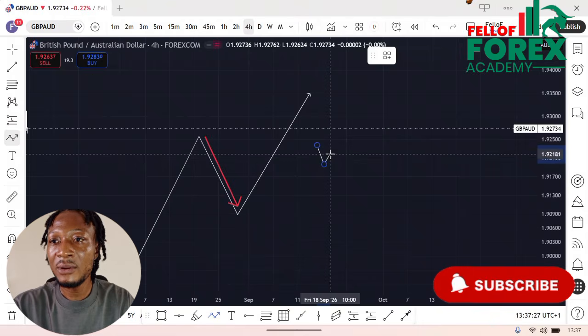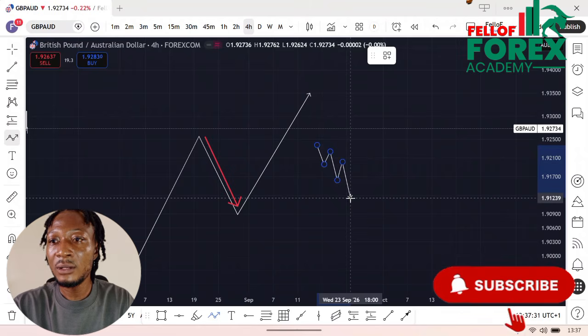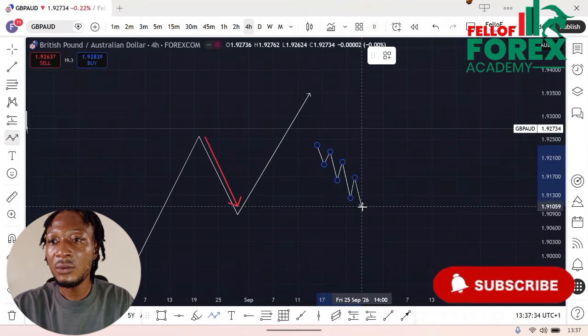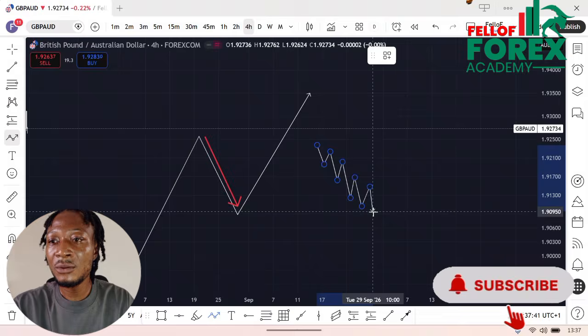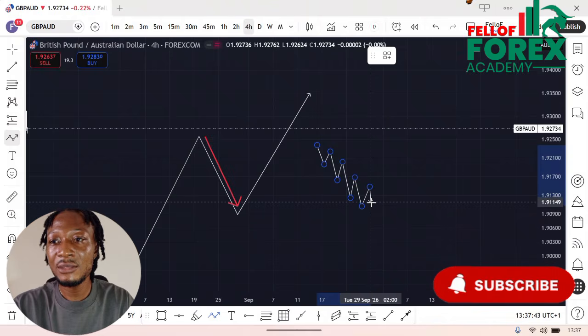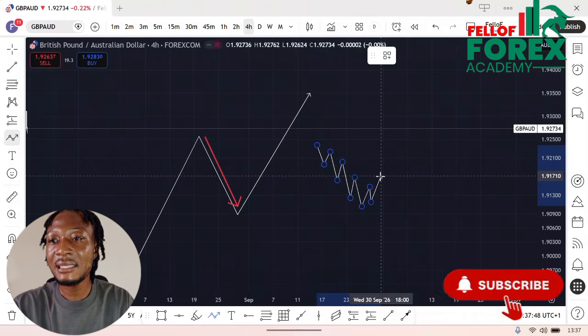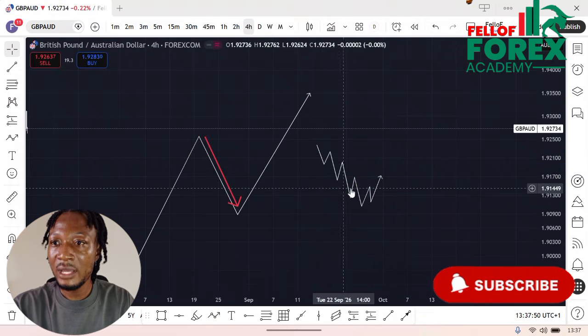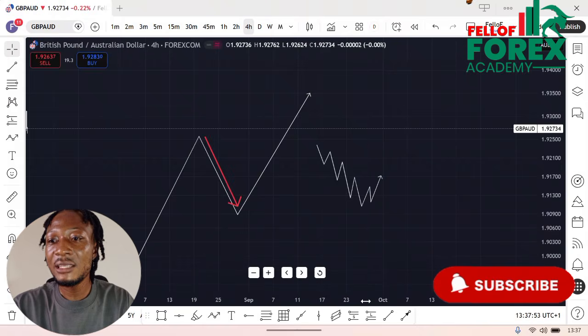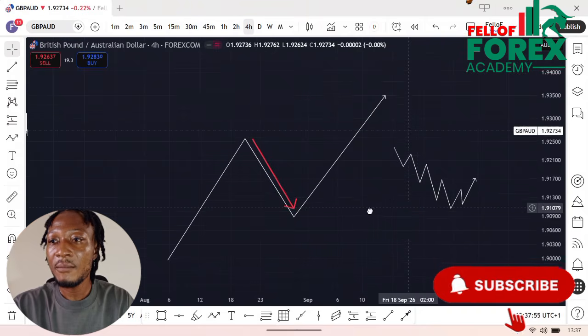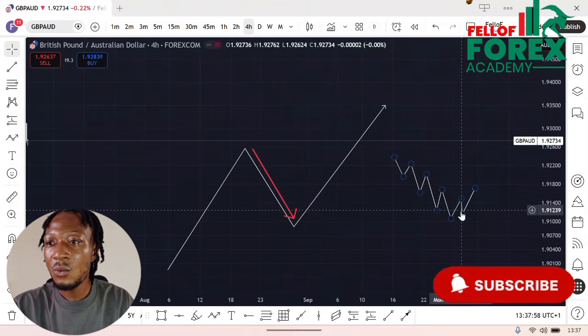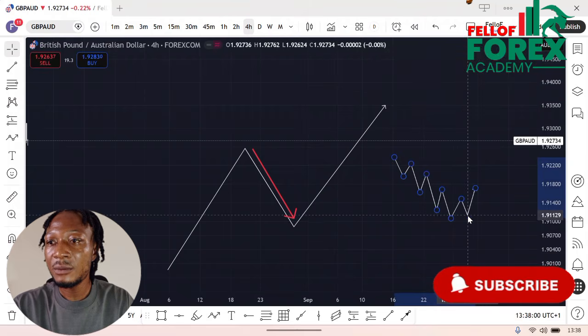You see price creating lower highs, lower low, lower high, lower low, lower high, lower low, lower high, and maybe it creates equal highs, or it even sweeps out this low, or it creates a higher low. It all depends, okay? And then what happens? It takes out the last swing high that was created. This is what we are looking for, okay? This is exactly what we are looking for.